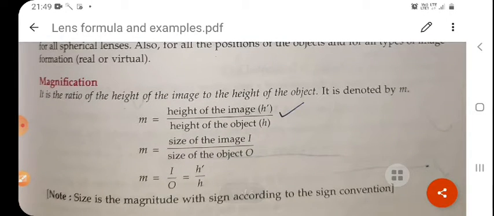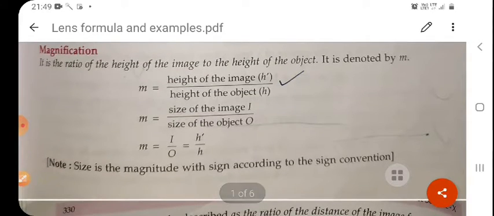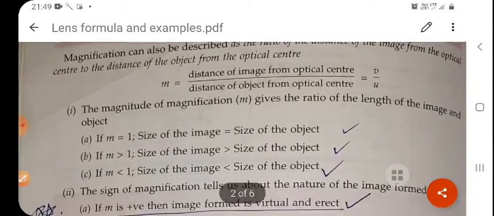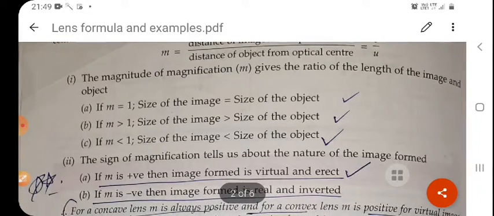The magnification formula is the same, h dash upon h, that is size of the image upon size of object, or height of image upon height of object, is denoted by small m. Okay, and in the case of m, when calculated with the distance of image and distance of object, it is taken as v by u. Okay, in case of mirror we will take as minus v by u, but here it is v upon u. Magnification when 1, size of image is equal to size of object. Magnification when greater than 1, size of image is greater than size of object, and magnification when less than 1, size of image is less than size of the object.